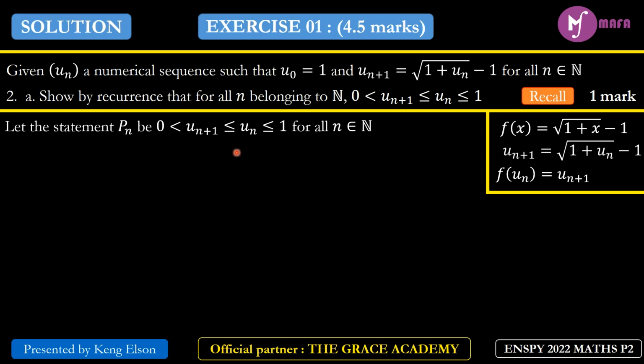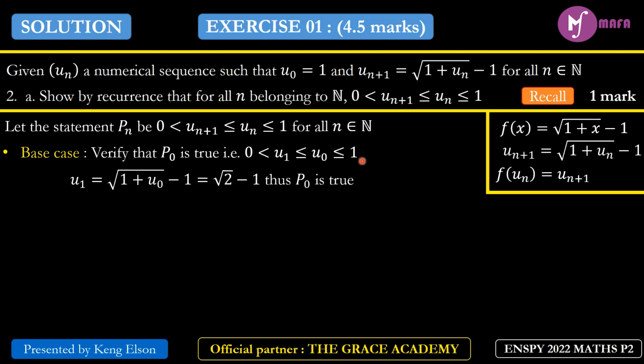So there are 4 basic things that we have to do. First, we have to begin with the base case, meaning we have to verify that the statement is true for the very first value of n. And since n is in the set of natural numbers and we have information about u0, we have to verify that the statement P0 is true. P0 being true means we replace n with 0, and we have to verify that 0 is less than u1, less than or equal to u0, less than or equal to 1. So we have u0 as 1 already, so this upper part of the inequality is already true, because 1 is less than or equal to 1.